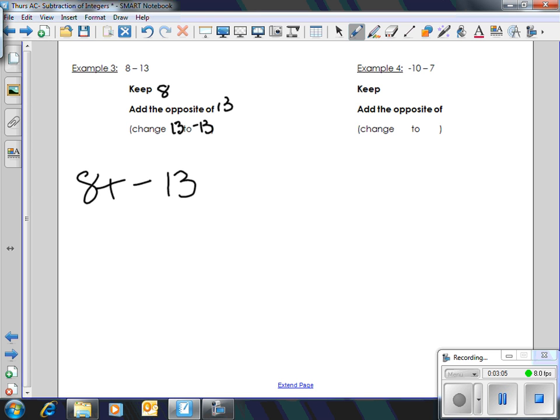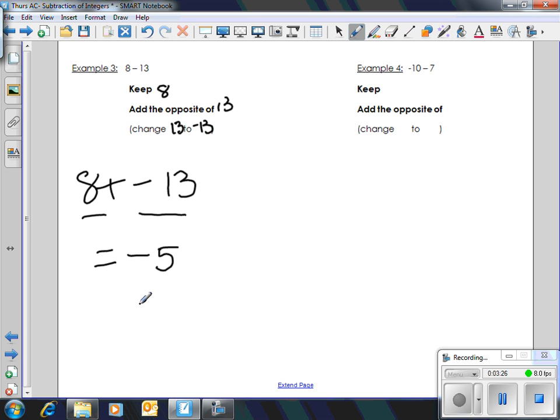And again, from yesterday, that means that we have an $8 paycheck and we owe somebody $13, which means we are going to end up owing, what's 13 minus 8? 5. We're going to end up owing $5.